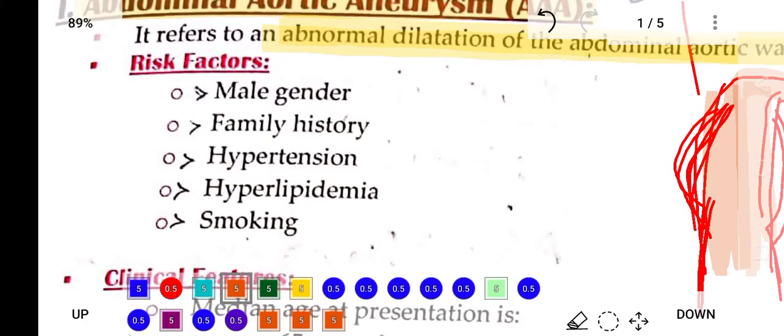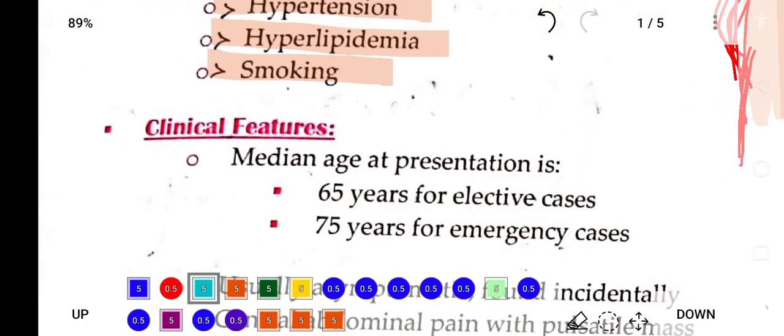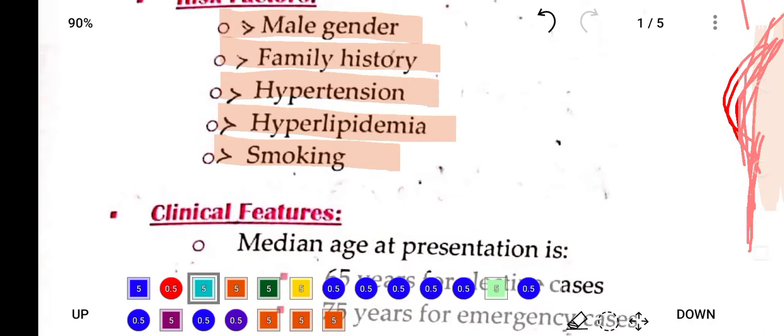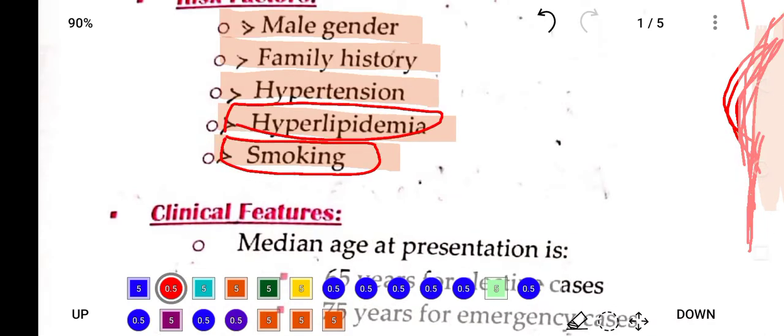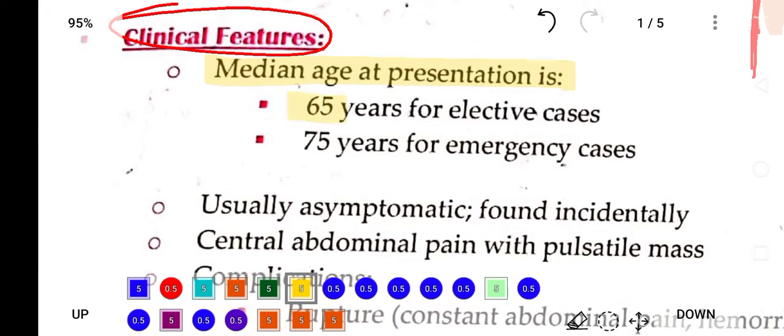So it is abnormal dilation. Risk factors are male gender, family history, hypertension, hyperlipidemia, and smoking. It is most commonly a vascular related disease. That's why those conditions which create harmful effects on vessels give rise to abdominal aortic aneurysm, like hypertension, hyperlipidemia, and male gender.